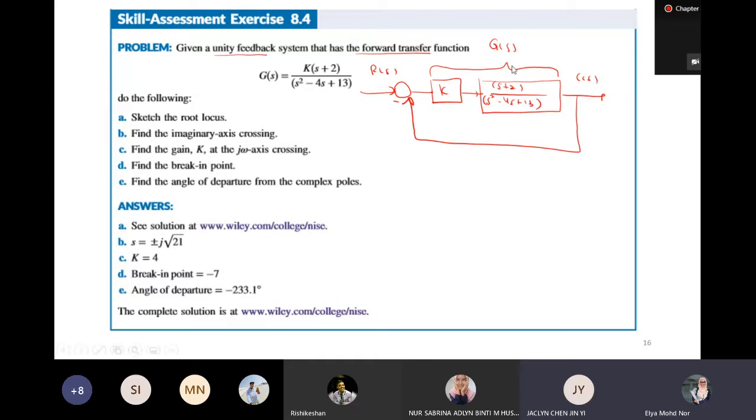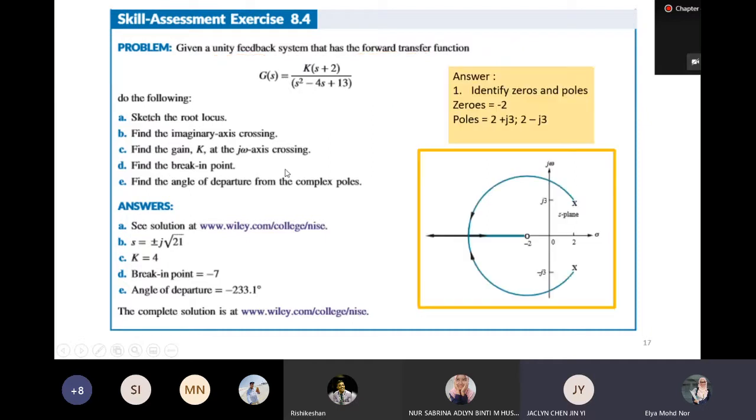Okay, so do the following. Sketch the root locus. So you now know how to sketch, right? Make sure that you meet the 5 rules. And then find the imaginary axis crossing. Now for B, we start to do the refinement: find the gain K at the j omega crossing, and then find the breaking point, and then find the angle of departure from the complex poles. Okay, so let's look one by one. Sketch first.